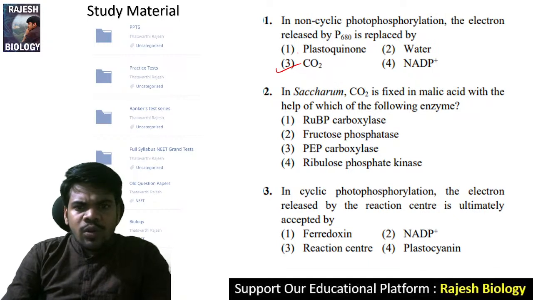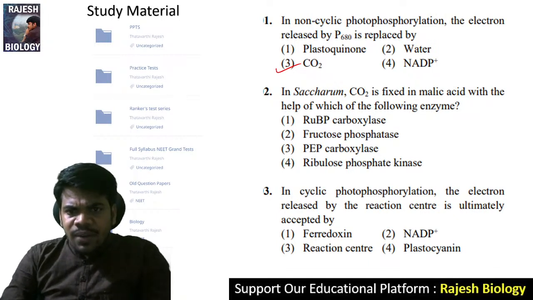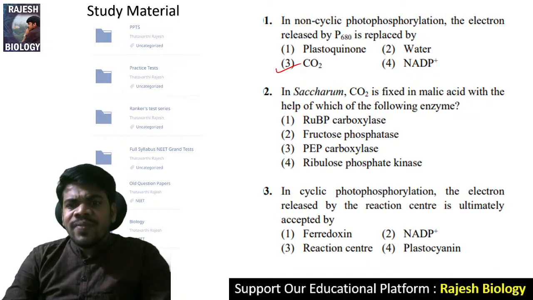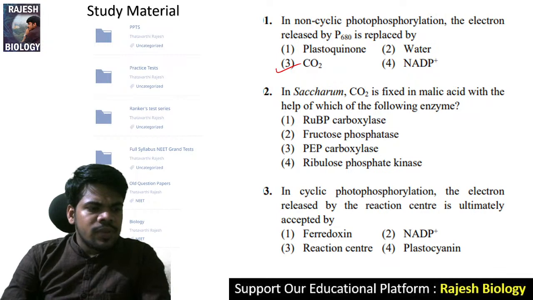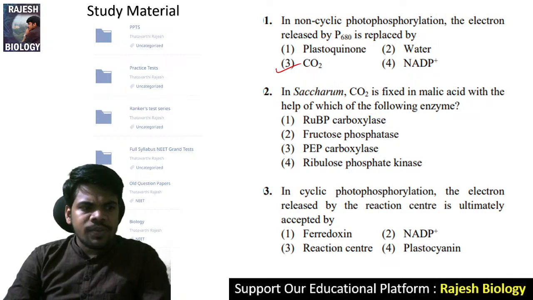Next, come to the second question. In Saccharum, carbon dioxide is fixed in malic acid with the help of which of the following enzymes? Option 1, 3, very good, perfect, Jnaneshwari.